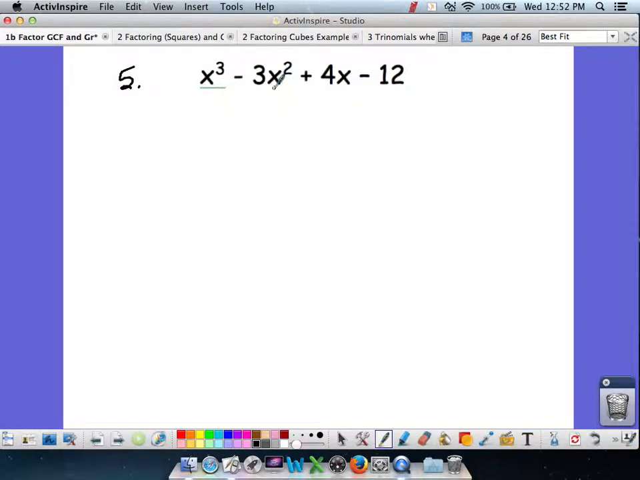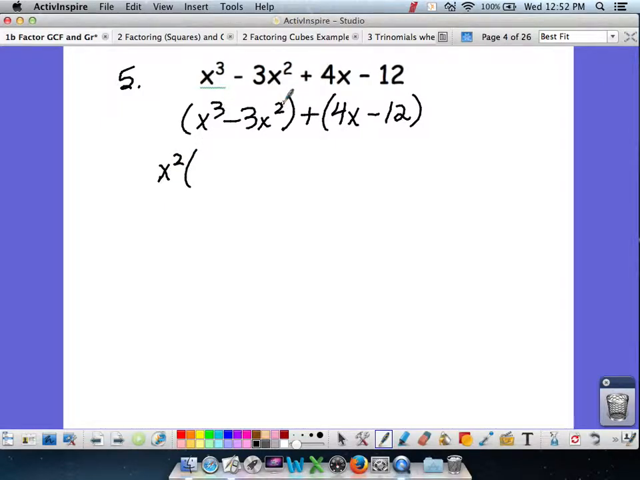So here I'm going to group positive x cubed and negative 3x squared because they have a whole bunch of x's together. And then plus. I'm going to group the last two terms together, my positive, then the negative, and they both have 4 in common. So I group these because they have x squared in common. I have x to the 3, the 2. Those are my only two options.